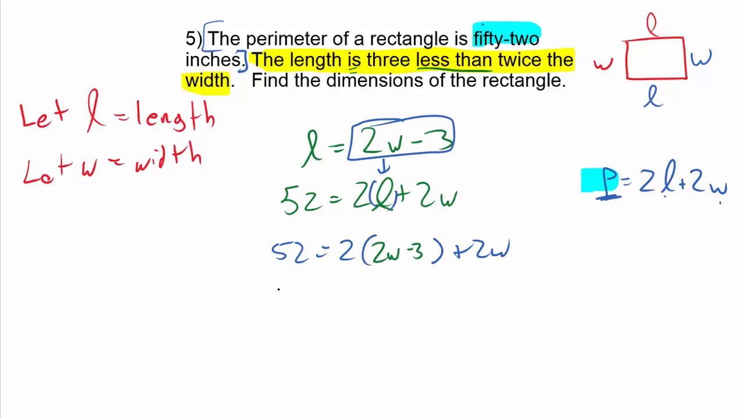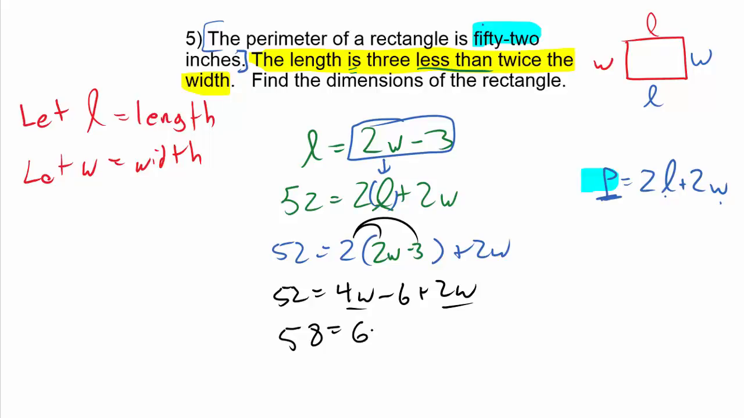And if we distribute, we're going to get 52 is equal to 4W minus 6 plus 2W. If I add the 6 over, that gives me 58 is equal to, and I'm going to combine these like terms. I know I'm skipping some steps here, but this should be 6W. We added the 6 over and combined the like terms. And then if I divide both sides by 6 here, I should be coming up with W is equal to 9 2/3 inches. Probably the best way to write it here would be a mixed number. Decimals, when you're measuring things, usually you use mixed numbers. So 9 2/3 inches for my width.